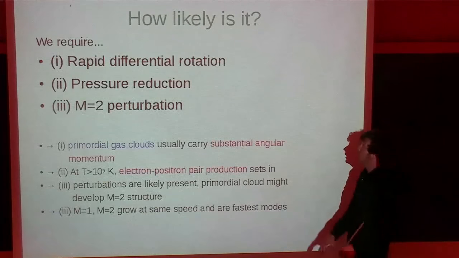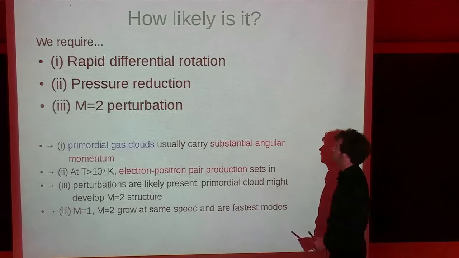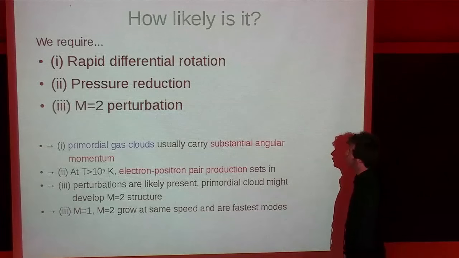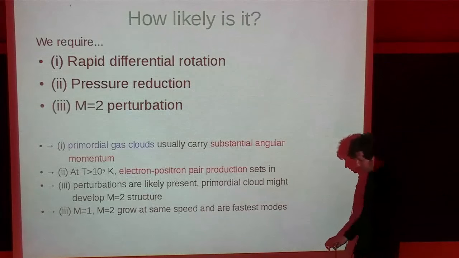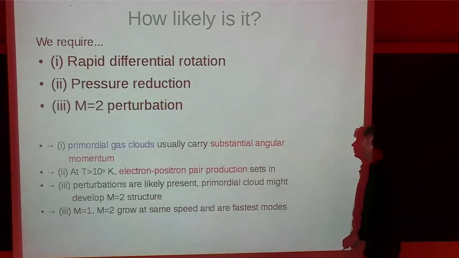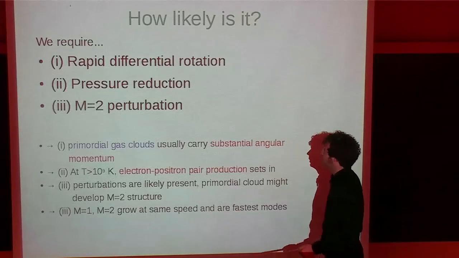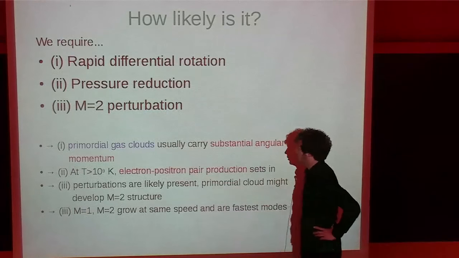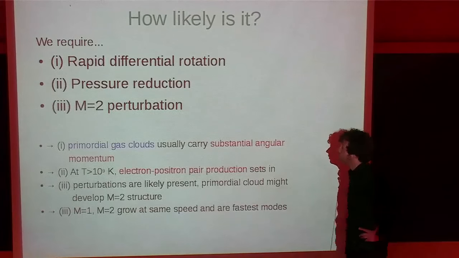All right. So the final question is, of course, how likely is that to happen? In order to form a binary black hole system, we require rapid differential rotation. We need to reduce the adiabatic index gamma below 4/3. And we also need to impose an m=2 density perturbation for fragmentation to happen. The first point: primordial gas clouds usually carry substantial amounts of angular momentum, so sufficiently rapid rotation doesn't seem to be a problem.